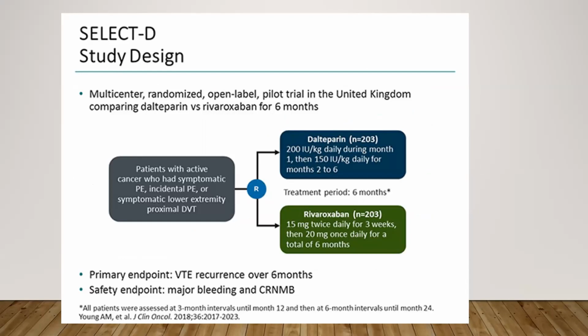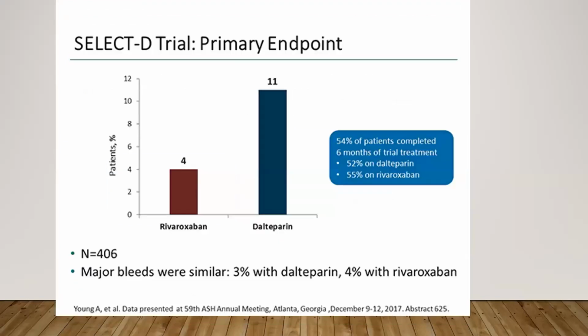Rivaroxaban versus dalteparin. You can see the primary endpoint again was VTE recurrence over 6 months, and of course major bleeding. Only 54% of patients completed 6 months of the trial. It was quite balanced; major bleed was similar in the rivaroxaban and dalteparin arms.